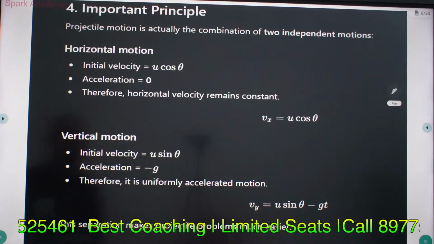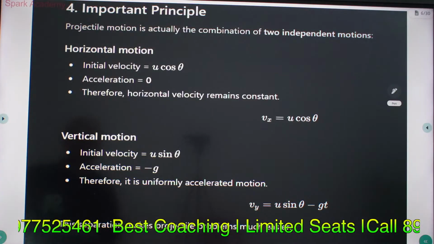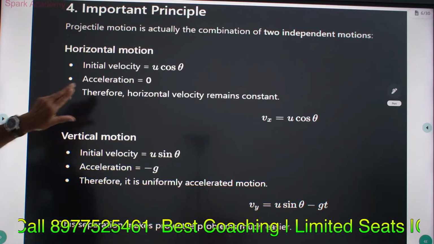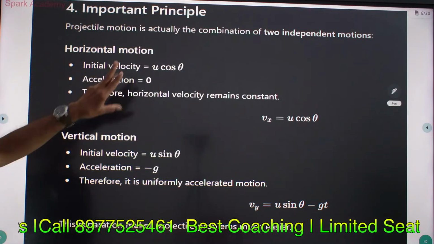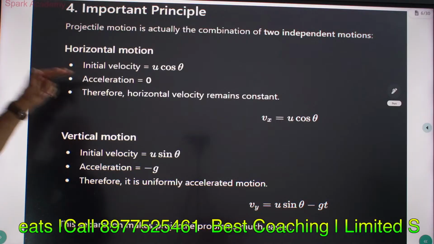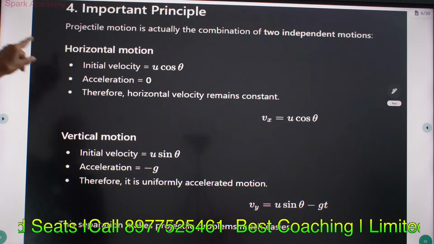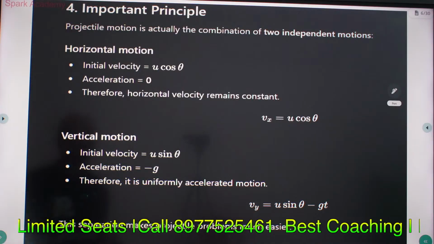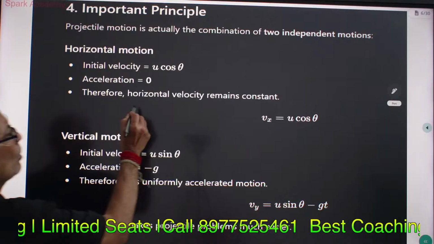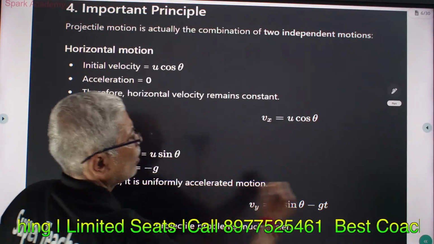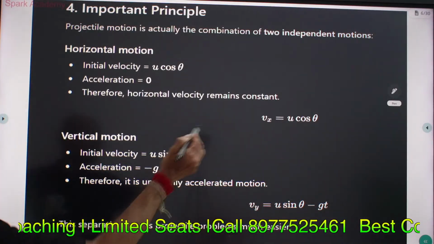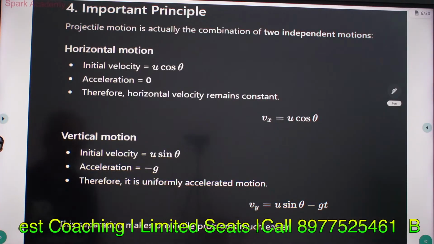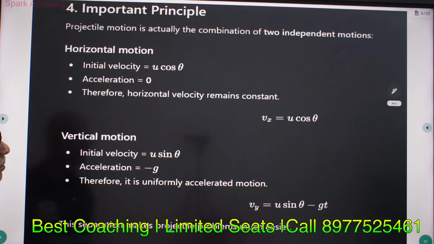Okay, now this is the important principle that you have to remember. There are two types of motion, horizontal and vertical. In horizontal motion, initial velocity is u cos theta, acceleration is 0, and therefore horizontal velocity remains constant throughout. Okay, Vx is equal to u cos theta. In vertical motion, initial velocity is equal to u sin theta, acceleration is equal to minus g.